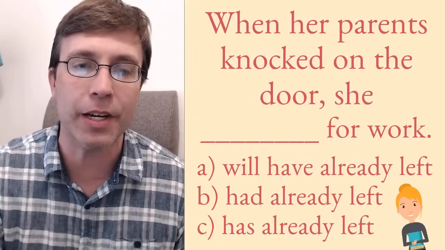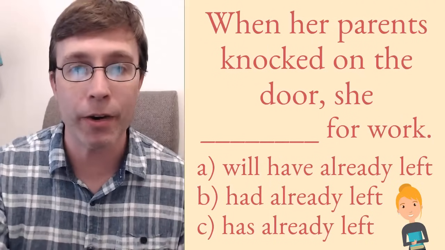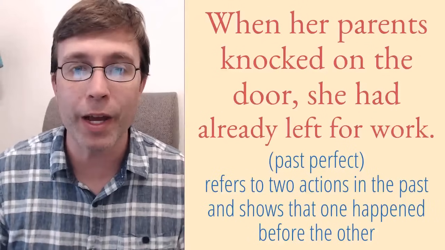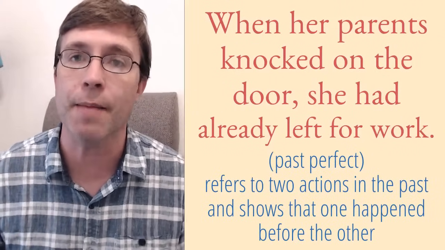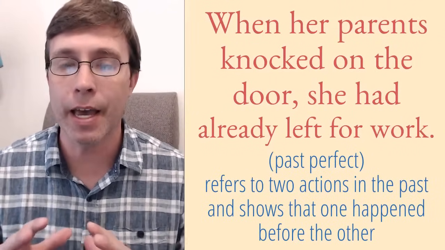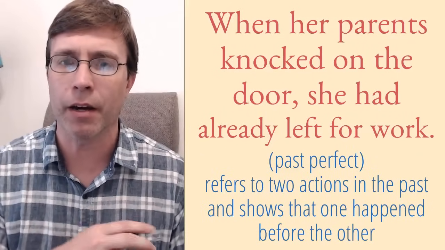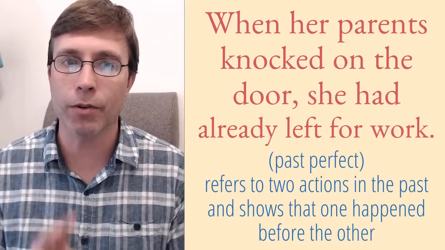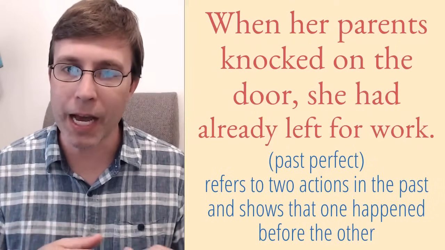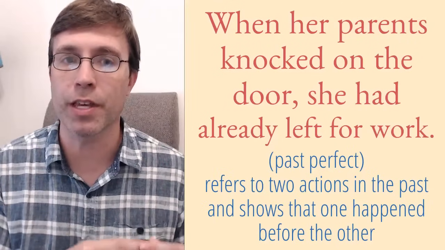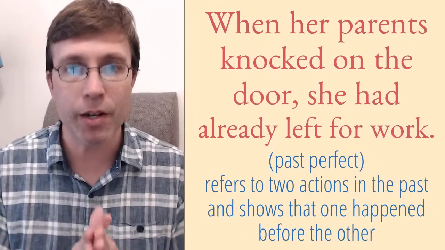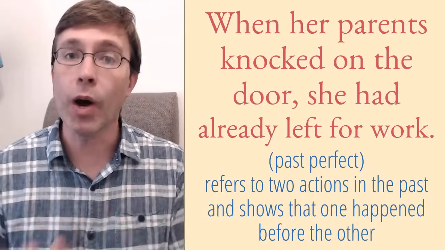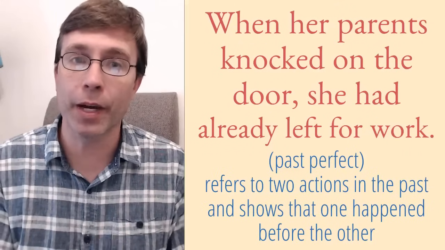Chris, yes, the answer is B. All right, when her parents knocked on the door, there's that knock, she had already left for work. It is an example of the past perfect, all right? And again, I want to give you that meaning in case you're trying to figure out what exactly the past perfect is. It's talking about two actions that are in the past and one happened before the other. So again, one action, when her parents knocked on the door, knocked is in the past. What happened before that? She had already left for work.